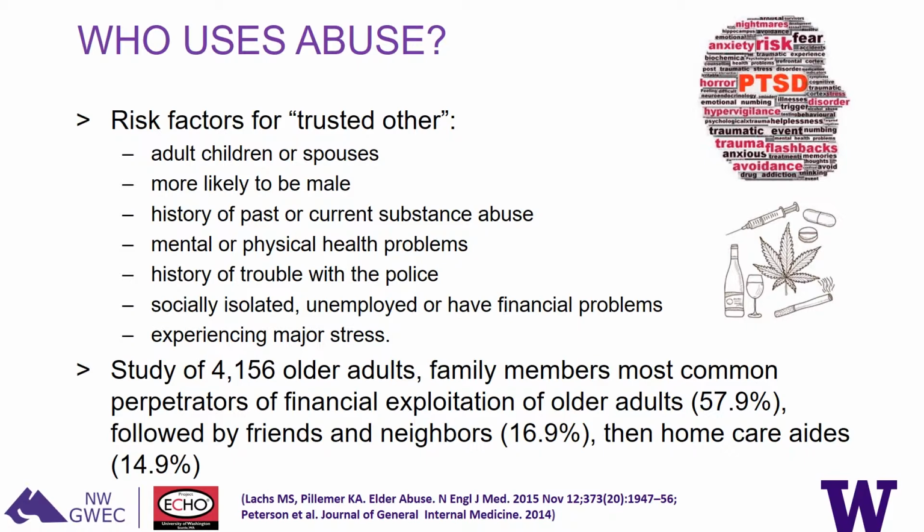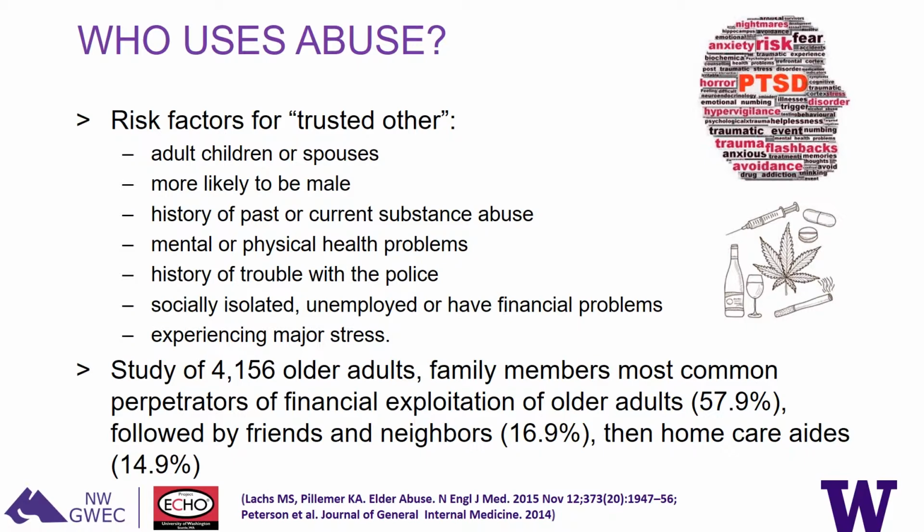So what about risk factors for the person using abuse or the trusted other? We know that adult children or spouses are actually the most likely to be the abusers. They're more likely to be male. They have a history of past or current substance abuse, mental or physical health problems, history of trouble with the police, themselves being socially isolated, unemployed, or having financial problems, and also experiencing major stress. So these are all risk factors of the trusted other for being more likely to perpetrate abuse.